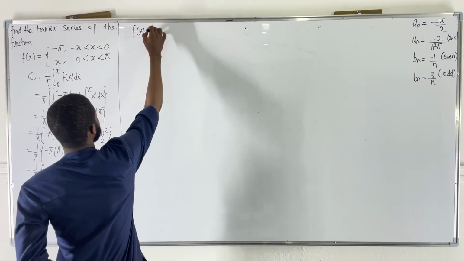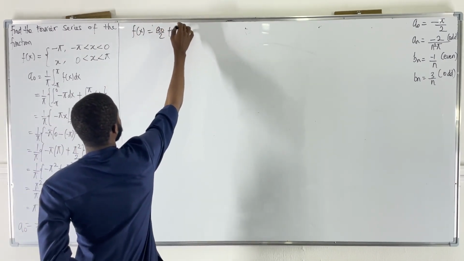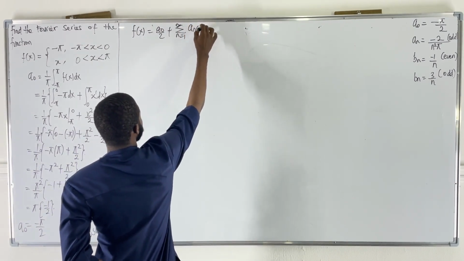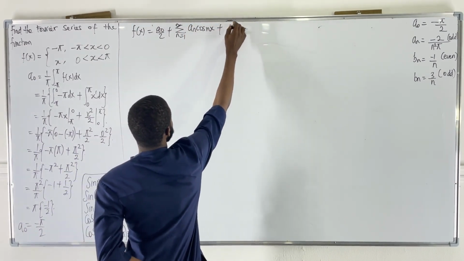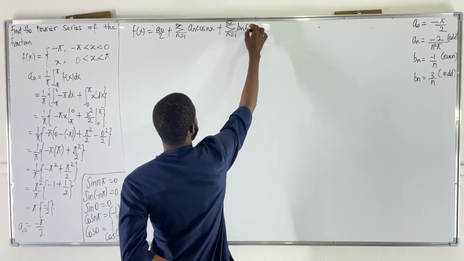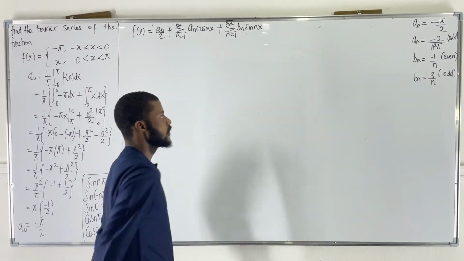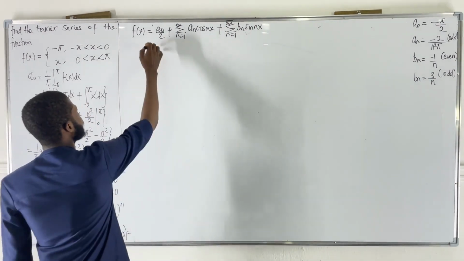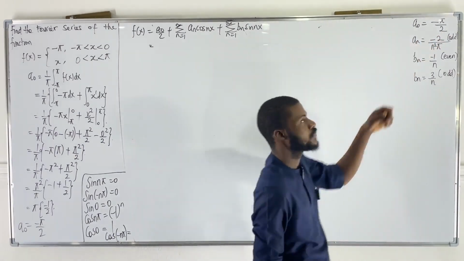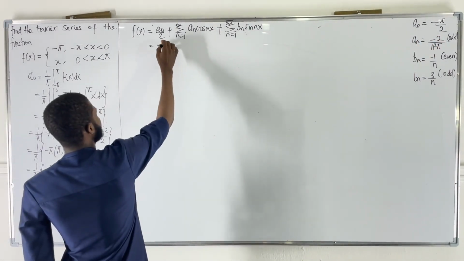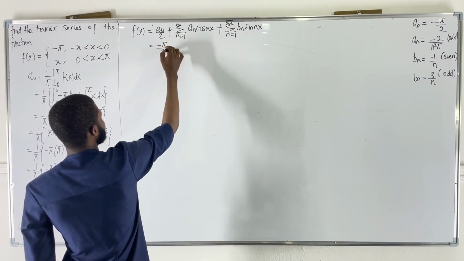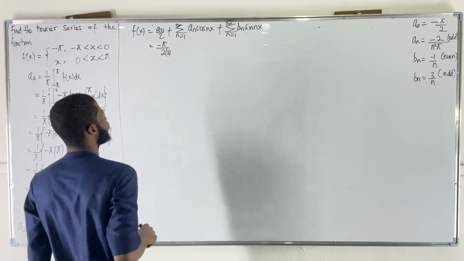f of x is equal to a naught over 2 plus the sum from n equal to 1 to infinity of a sub n cos nx plus the sum from n equal to 1 to infinity of b sub n sine nx. So that's what we have. So this will become a naught. A naught is minus pi over 2. So you have minus pi over 2, and the a naught is also divided by 2 again. So you just say times 2. Yeah, you just do that.